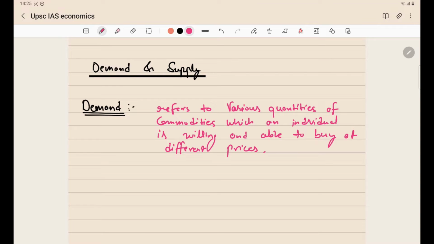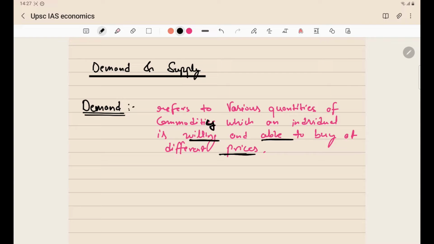So demand refers to the various quantities of a commodity which an individual is willing to buy, willing is important, and able to buy at different prices. One minor correction is there, it is commodity, various quantities of a commodity.